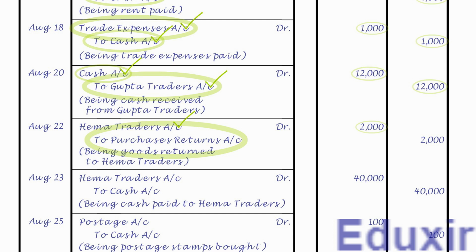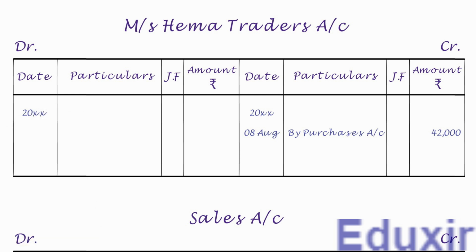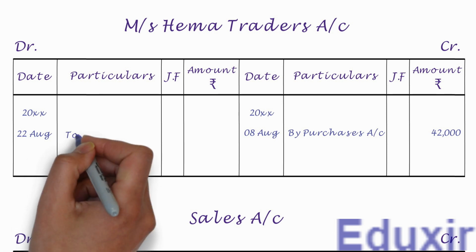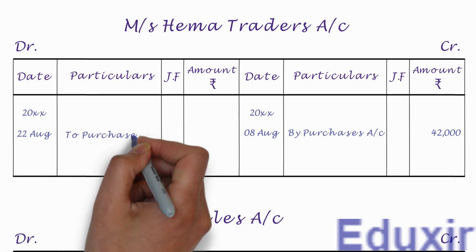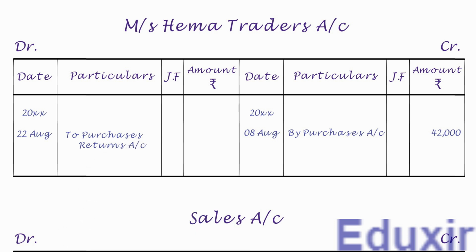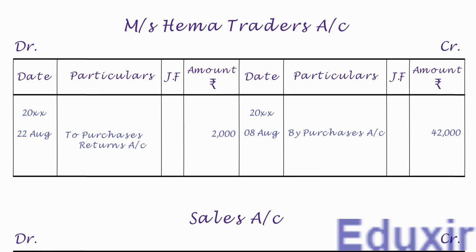Now on the debit side, let us first write the year in the date column. Let us now write the date. We need to write to purchases returns account into the particulars column. Let us write the debit amount of 2000 rupees into the amount column. With that, we have completed the posting of this journal entry into Hema Traders account. Let us now take up the next entry.